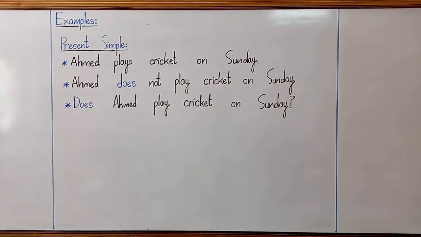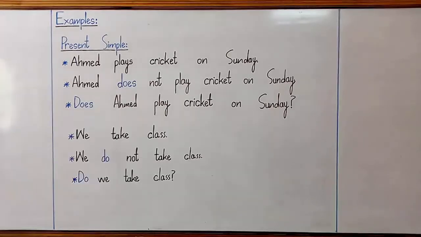Now let's move on to the second example. The second example written on the board is: we take class, we do not take class, do we take class? The usage of do in present simple as an auxiliary verb is in negative and interrogative sentences. Look at the board: we are using do in the negative sentence before not, and then we are bringing do to the beginning of the interrogative sentence.